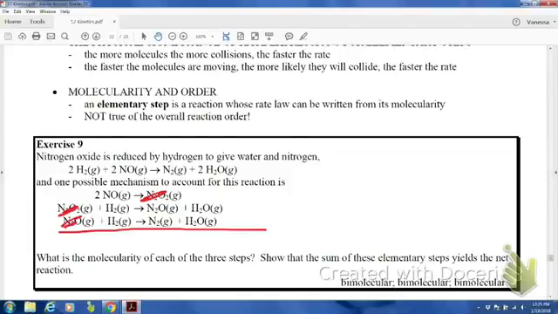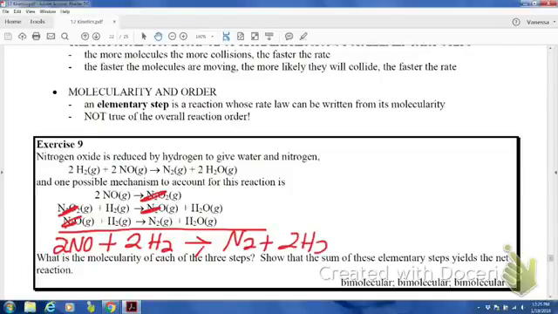N2O cancels. And that should be it, right? So then I add the three of them up, and I should get 2NO plus how many hydrogen? 2H2. It's going to yield N2 plus 2H2O. Okay? The things that I crossed out, do you know what they're called? They don't participate in the reaction. They do participate in the reaction.